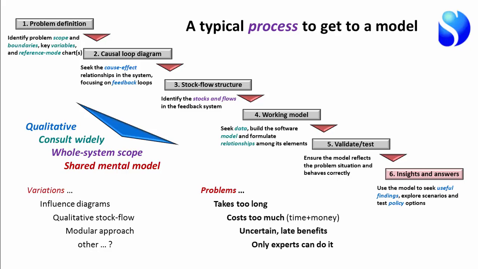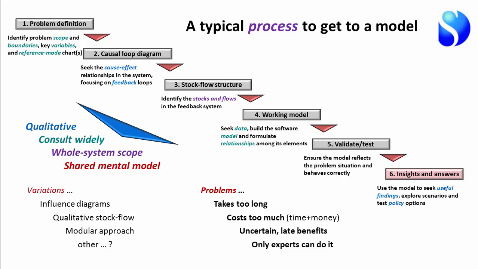But the problems seem to be, I'm talking to people who have had system dynamics work done for them, this process takes too long. It just takes too long. It costs too much in money, and particularly in time, in executive time. People don't have free time to just give to these processes. The benefits are pretty uncertain, and they come very late in the process. You get some kind of qualitative insights early on, but the real solid benefits come later on. And the real problem I've found is that really only experts can do it. No one else can do it.